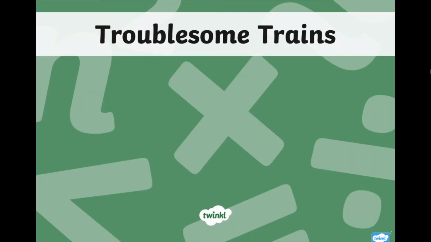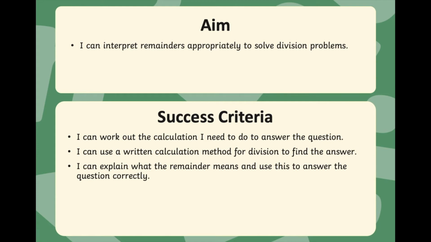Today in maths we are looking at real life problems and specifically word problems involving division. So let's get into the lesson. Today's presentation is called Troublesome Trains, and hopefully by the end of it you'll be able to interpret remainders appropriately to solve division problems. You'll be able to work out the calculation you need to do to answer the question. You'll be able to write a written calculation method for division to find the answer, and you'll be able to explain what the remainder means and use this to answer the question correctly.